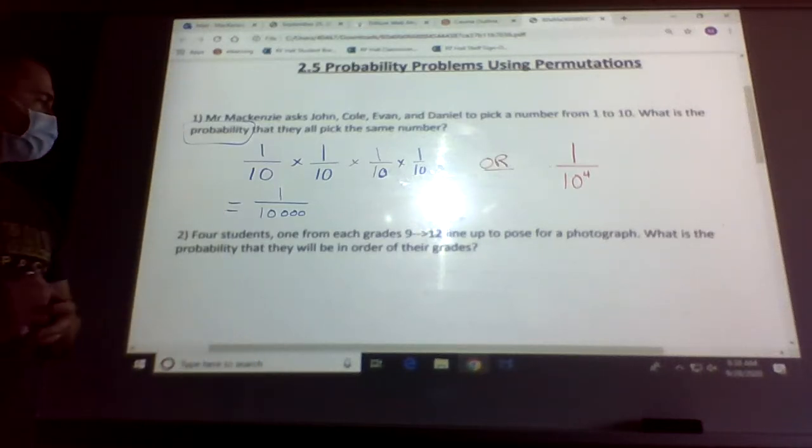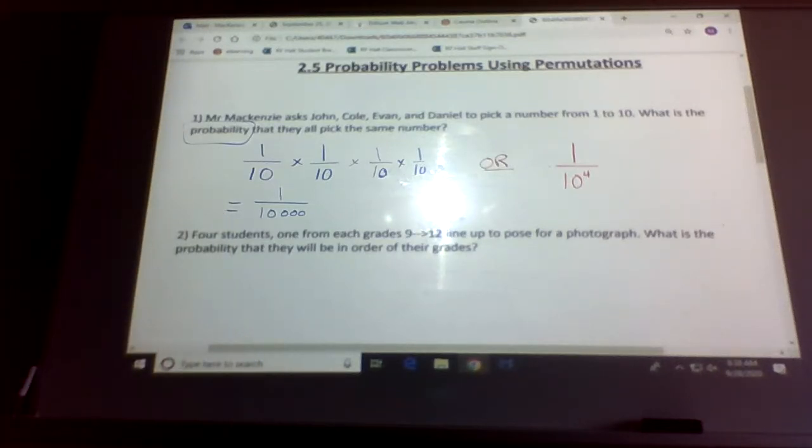Okay, number 2. 4 students, 1 from each of grades 9 through 12, line up to pose for a photograph. What is the probability that they will be in order of their grades?